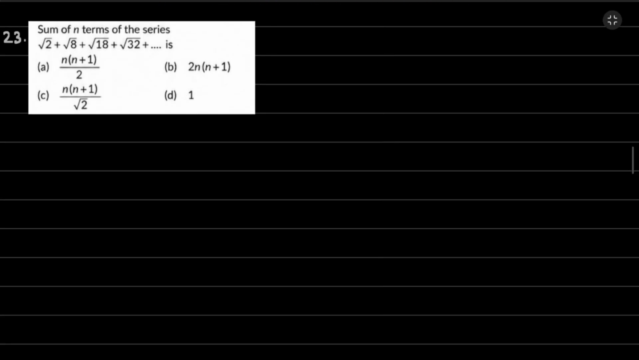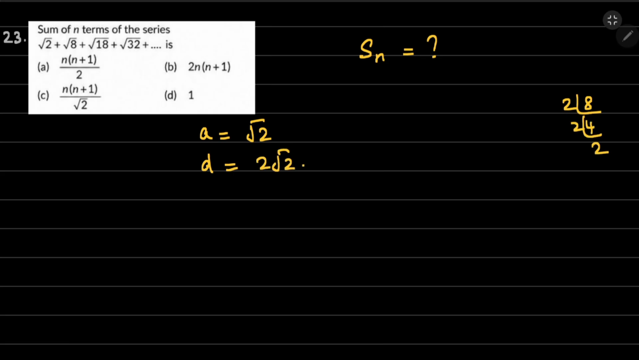Find the sum of the n terms of the series. You are given a series. Let's calculate the sum of the n terms, which is denoted by Sn. What is the first term of the series? A is equal to root 2. What is your D? D is equal to root of 8. So 8, if you take, it is 2 root 2. Right? So 2 root 2 minus the first term, that is root 2, which is 2 root 2 minus root 2, is just root 2.